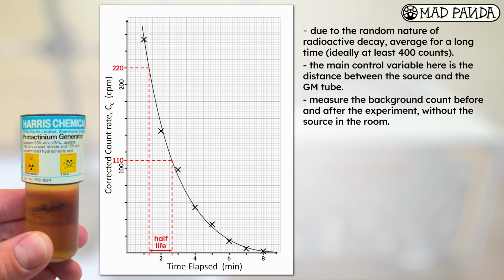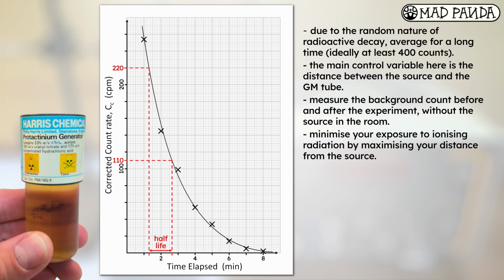And then in terms of safety, we need to minimise our exposure to ionising radiation by maximising our distance from the source at all times. The main ways we can do that are, number one, we only fetch the source when we're ready to use it, and then as soon as we're done with the experiment, we put it away. And the second way is that whenever we can, we stand at least 2 metres away from the source, for example while we're carrying out the experiment.